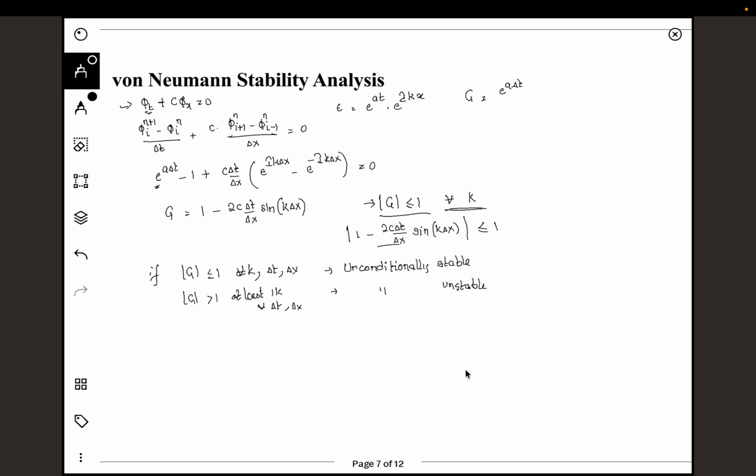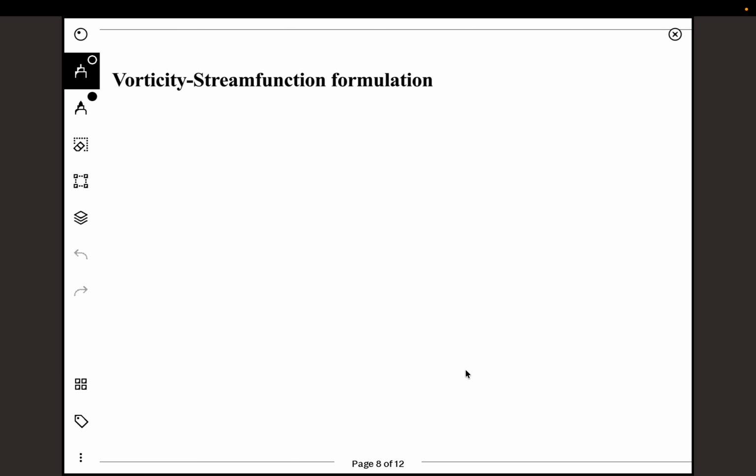After the stability analysis, we discussed the vorticity stream function formulation, where we have, let's say 2D. This is applicable only for 2D flows. So we have our governing equations. Again, this is for a steady case. Because it is incompressible, rho is constant.